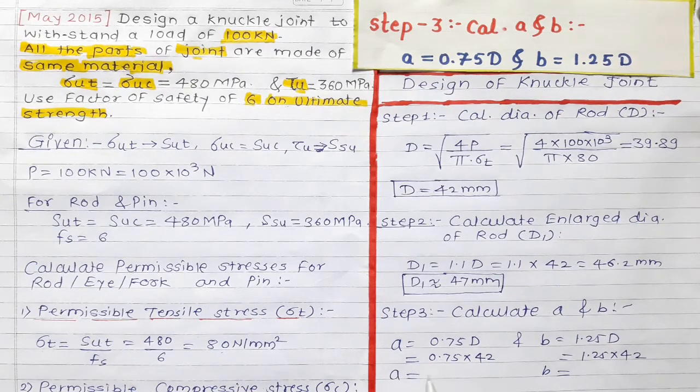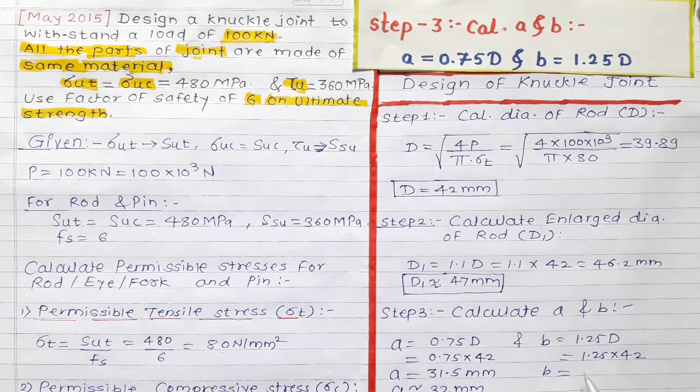So the answer for A is 31.5 mm. So let us round up this value to 32 mm. Again, here we are not going to add more dimensions because we have already added more dimension in capital D.